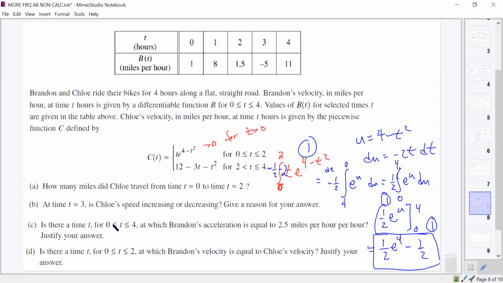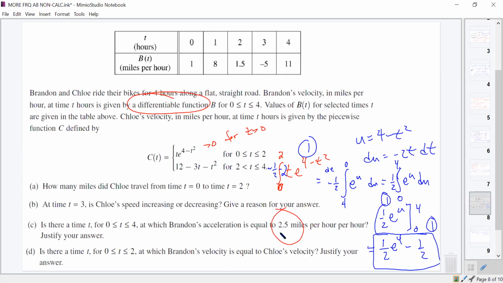We want to know, is there a time t between 0 and 4 at which Brandon's acceleration is equal to 2.5 miles per hour? So if his acceleration is 2.5, and this is a differentiable function, b, that means that b is continuous and differentiable, which means that the mean value theorem applies to this velocity function. So if the average rate of change of the velocity on any interval was 2.5, then the instantaneous rate of change of the velocity, which would be the acceleration, must be equal to 2.5 also.